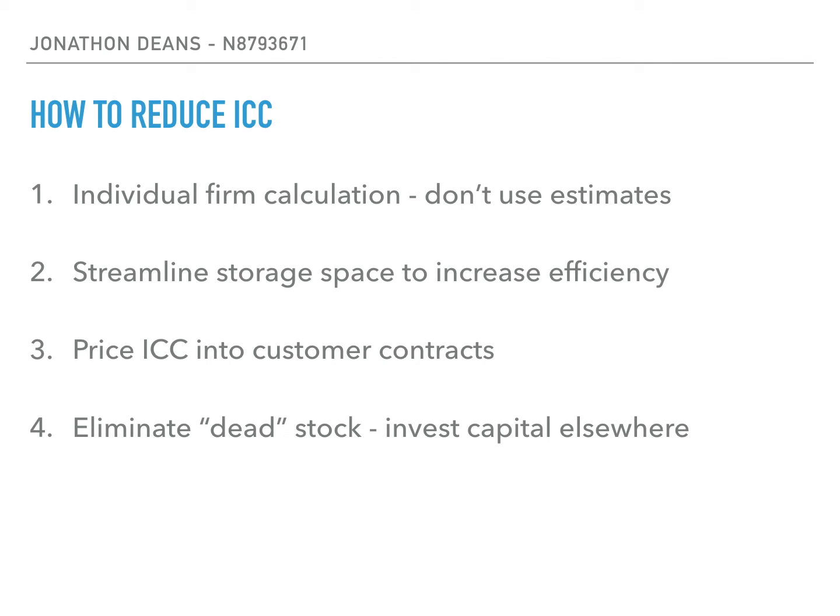Secondly, a firm might consider streamlining storage space to increase efficiency. This might include employing knowledgeable foremen for a warehouse, installing a mezzanine floor, and/or preventing double handling of inventory once in the storage space. A firm might also investigate pricing ICC into customer contracts, particularly those that are long-term. Specifying the duration that the inventory may remain in a firm's storage is a useful way of ensuring that costs do not run high if, for example, the customer is not ready to take delivery of goods.